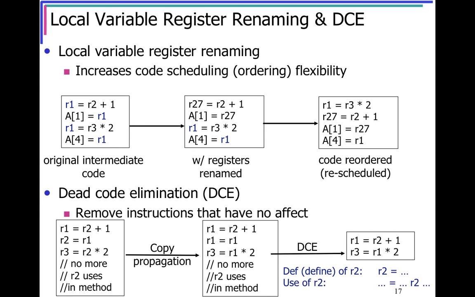Many of our optimizations will result in code that has no effect, either is not reachable or is code that produces no result. In our example at the bottom, we have a piece of code that we perform copy propagation on. Once we perform copy propagation, I find that the renaming of the register R1 results in an instruction that has no effect: R1 equals R1. So dead code elimination will come in and remove code such as this so that it's more efficient. We don't execute dead code.